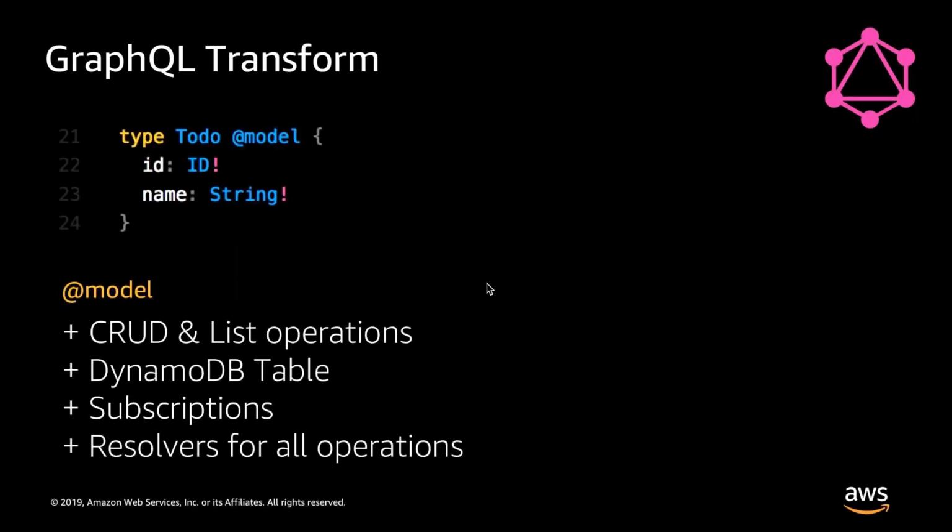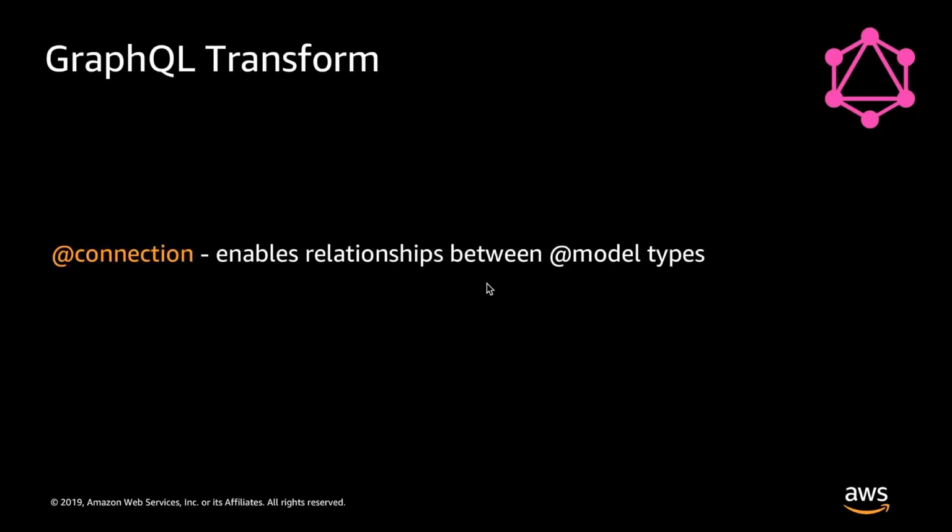So essentially, @model adds create, read, update, delete, and list operations to your schema. It adds a DynamoDB table, it adds the subscriptions, and it adds the resolvers for all of these operations. The next transform we'll take a look at is @connection. So when people are getting up and running with GraphQL, a lot of times people have a lot of problems getting started creating relationships between their data. So @connection is basically something we brought forward to help people get started much easier with those relationships.